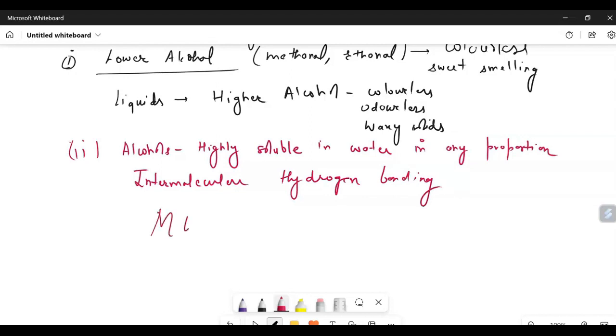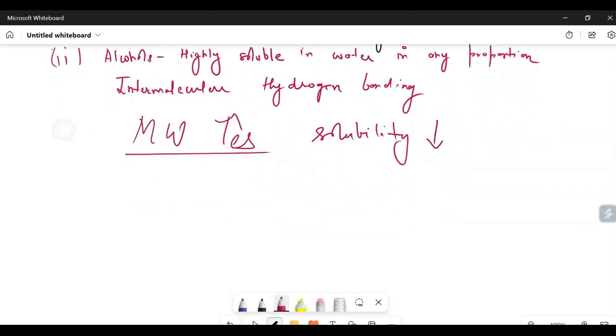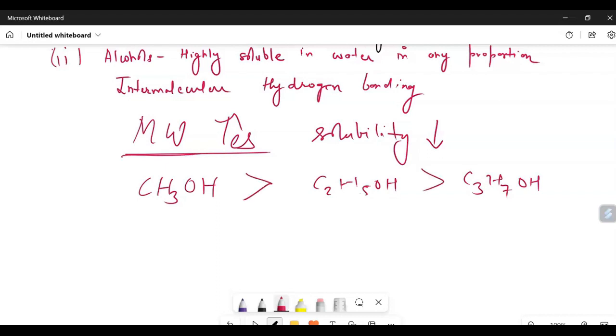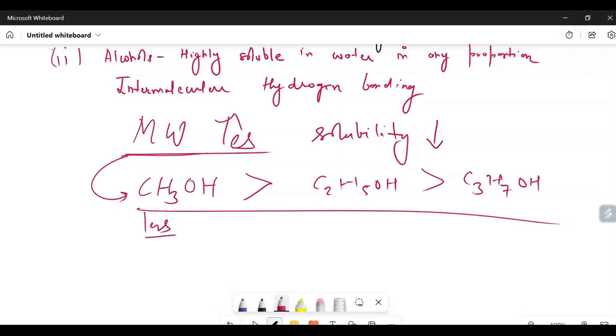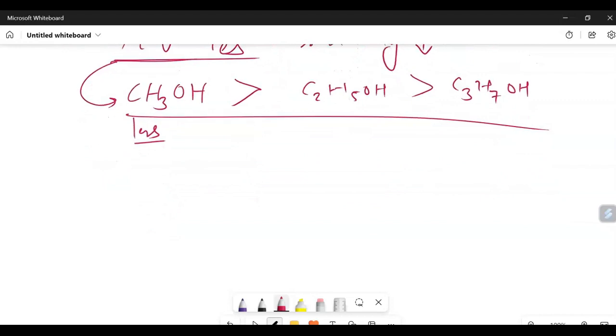So as the molecular weight increases, the solubility decreases. Solubility decreases with increase in molecular weight. For example, if you have methanol, ethanol, and propanol also, the solubility will be greater for methanol as its molecular weight is lesser. So its solubility is highest for methanol, and then so on.